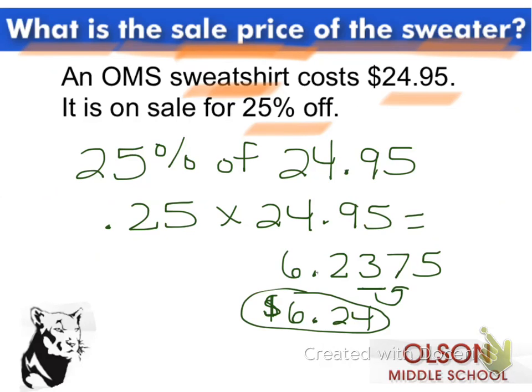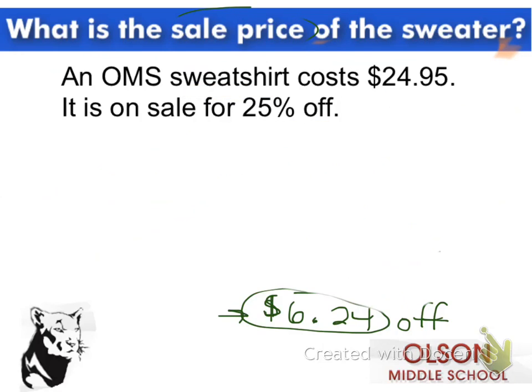mean? You go back up to the problem, you're getting 25% off. Well, this is 25%. So I get this much off. This is how much I save, or it's my discount. So the question, though, is saying, what is the sale price? So I don't want the discount. I want to know what's the final cost going to be. So to get to the final cost, I need to take the original price and subtract the discount.